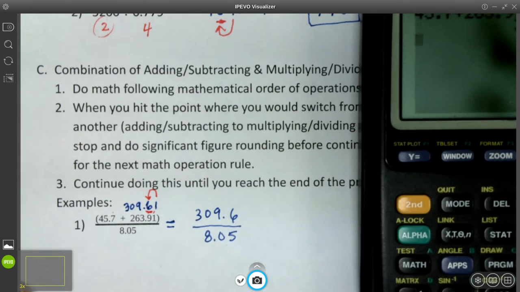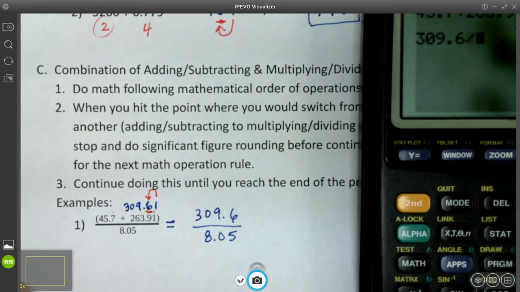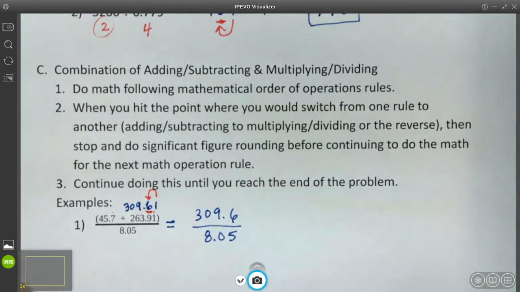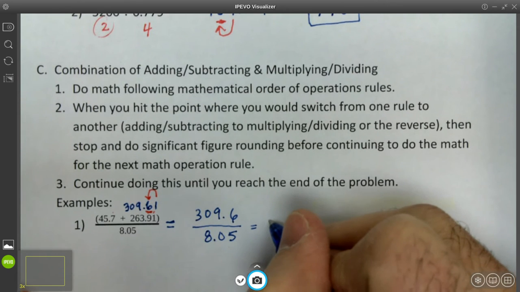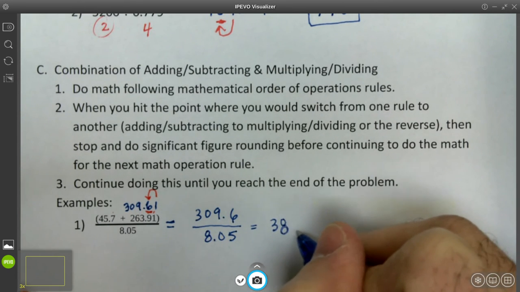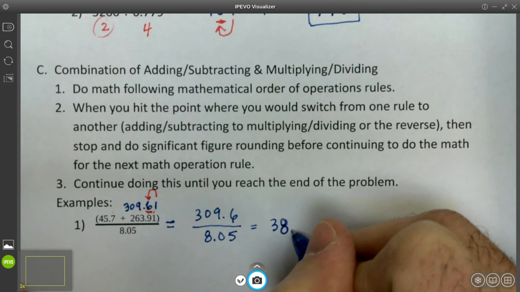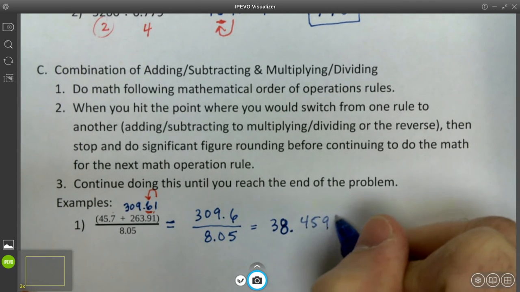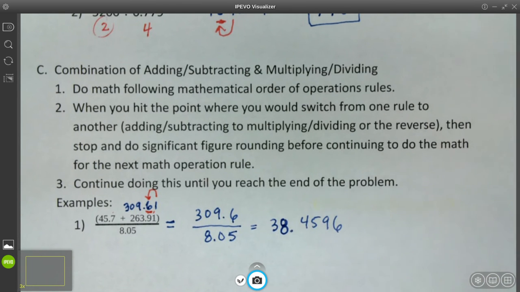Okay, now I have more of my problem to complete. Now I divide, so I'm going to do 309.6 divided by 8.05, and I get this. Again, a really long number, so I'm going to put enough of it to get the right number of significant figures. Let's see. That should be more than enough. All right, so we divided.